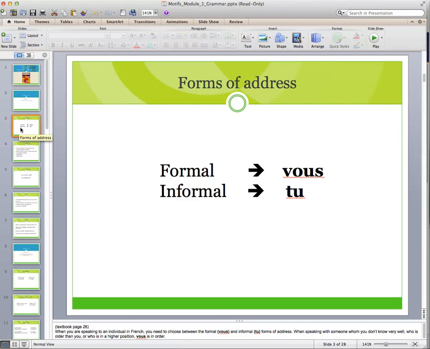When you're speaking to someone in French, you need to choose between the formal, vous, and the informal, tu, way to address them. If you're talking to someone you don't know well, or someone who's older than you, someone who's in a higher social position, then you use vous. But when you're talking to someone you do know, a family member, someone who's younger than you, like a child, or a good friend, then you'll use the informal tu.